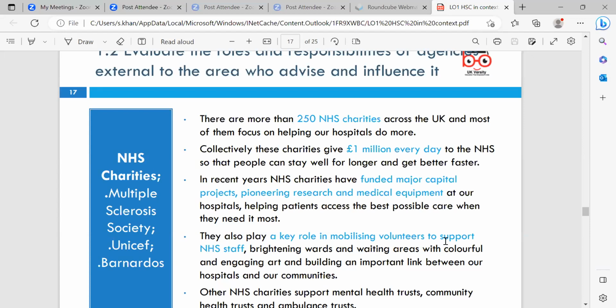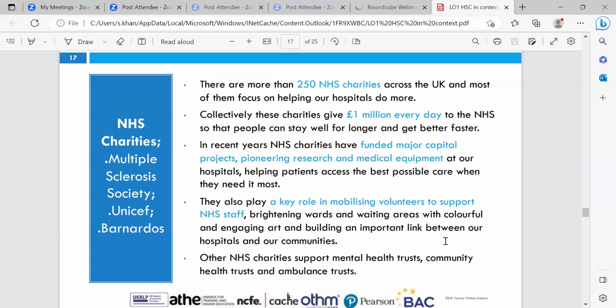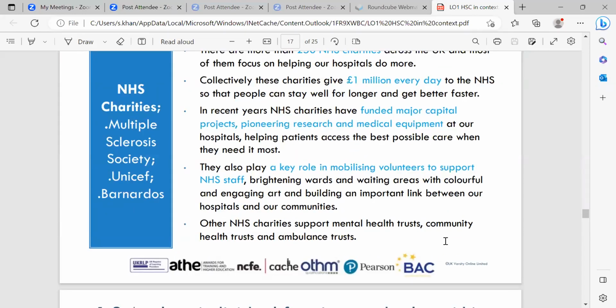In recent years, the NHS charities have funded major capital projects, pioneering research and medical equipment at our hospitals, helping patients access the best possible care when they need it. They also play a key role in mobilising volunteers to support NHS staff, brightening wards and waiting areas with colourful and engaging art, and building an important link between hospitals and our communities. Other NHS charities support mental health issues, community health trusts and ambulance services.